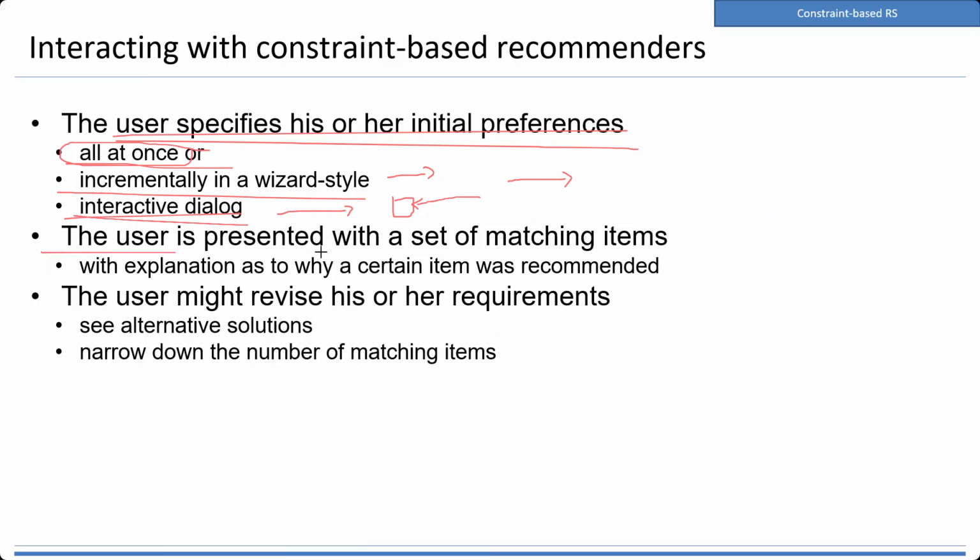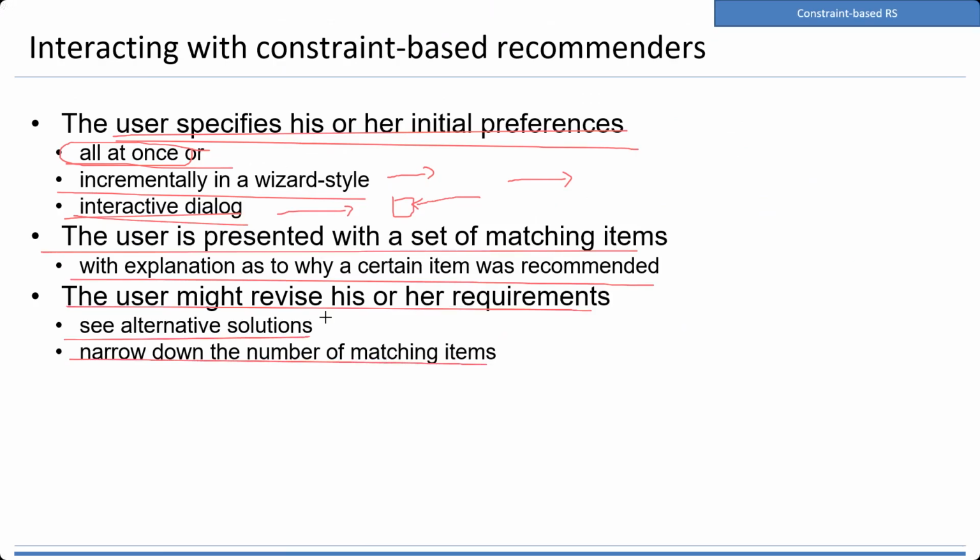So the user is presented with a set of matching items. Let's say we want to ask the user, with explanation, why a certain item was recommended. The user might revise his or her requirement to see the alternative solution and narrow down the number of matching items.